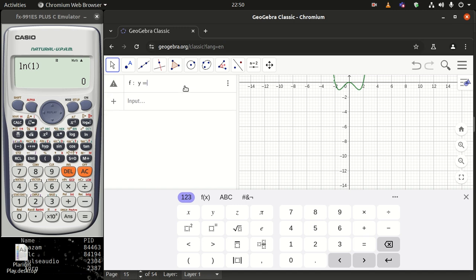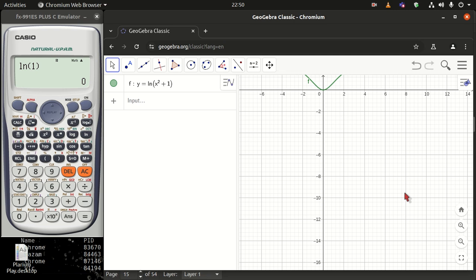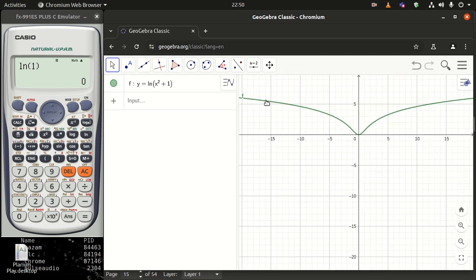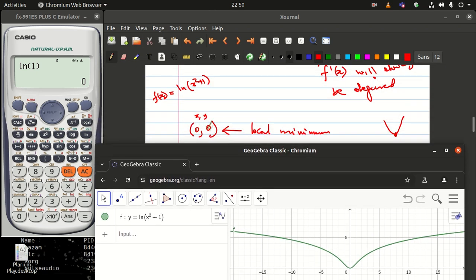So if we have, let's say, the natural log of x, squared, and then after that we add a 1, what is this looking like? If you look at this function, you can see it looks nice, and it goes all the way and then goes up nicely. And if you look carefully at what we found, at this particular point we have a local minimum. That is how you deal with these problems.